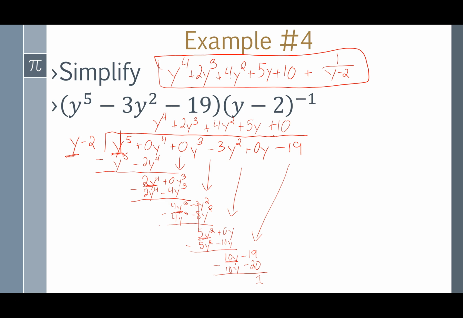Like if this had been y squared minus 2, then we would have stopped at the 10y minus 19 part, because then 10y can't go into, I'm sorry, the other way around, y squared can't go into 10y.